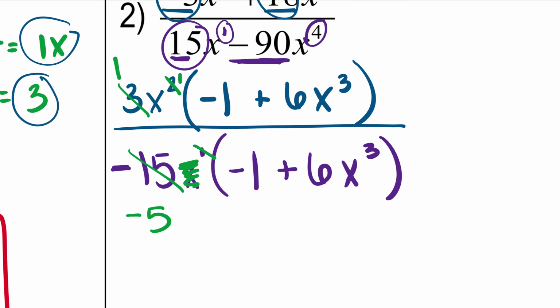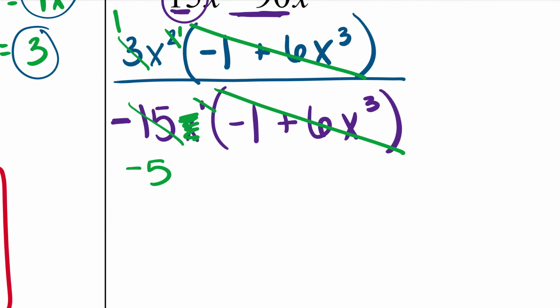Now look at these parentheses. This is what I was talking about in the first one that we didn't have, but we have it now. See how the parentheses are exactly the same? I have a negative 1 in both, and I have a positive 6x cubed. If my parentheses ever match exactly on the top and bottom, I can get rid of those completely. So those are gone, because one thing dividing by itself is 1, so it goes away. So if they ever match exactly, then you get rid of them.